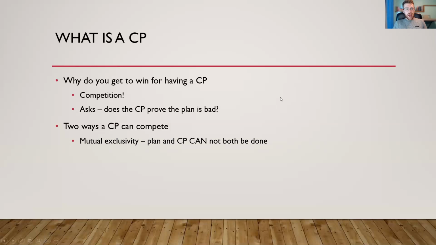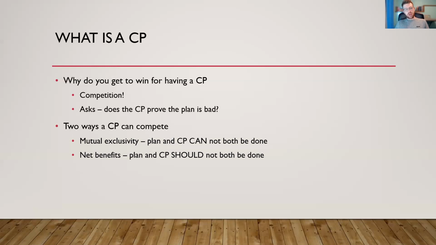Yeah, so doing the opposite of the plan is usually the example where this works. Most of the time, counterplans are not competing off of mutual exclusivity. Instead, most of them are competing off of the second thing you said, which we call net benefits. And the net benefits say that the plan and counterplan should not both be done.